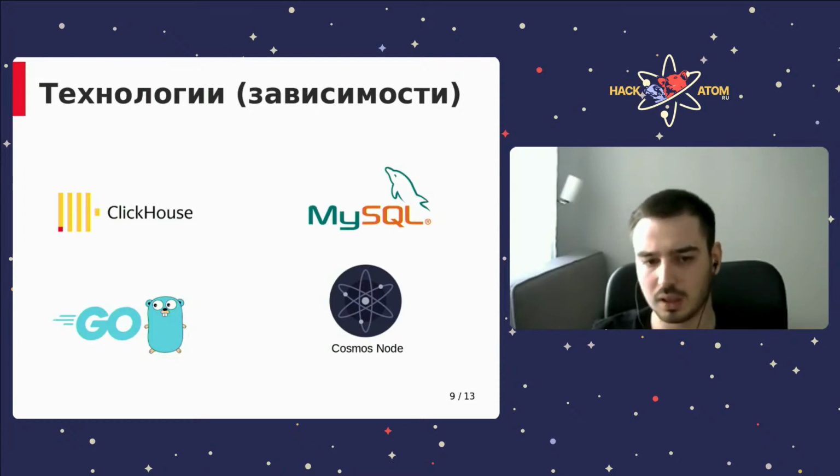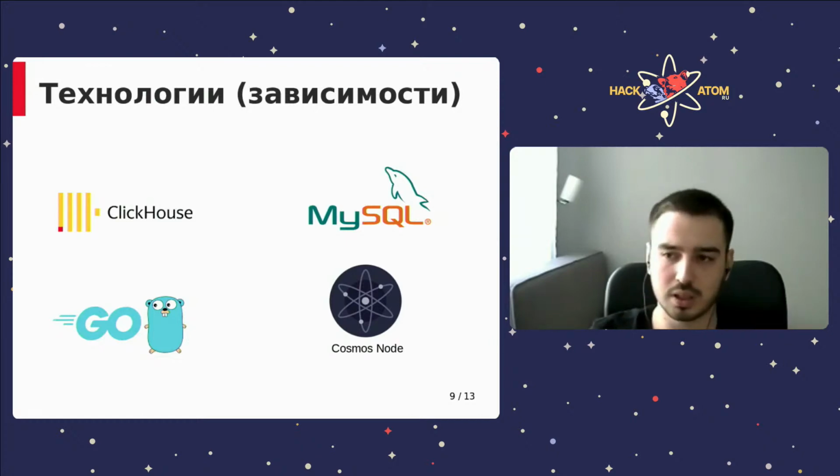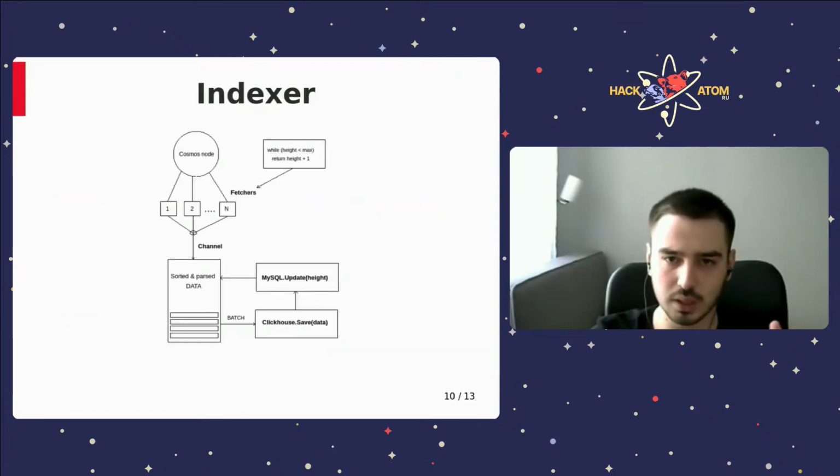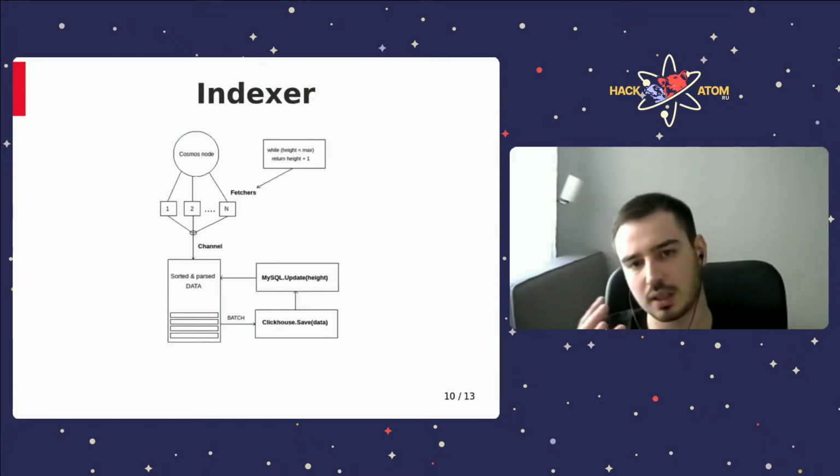The selection of programming language was also obvious. First of all, Cosmos is written in Go language, and we had developers who are also Go coders. It's a fairly simple language, with good performance, efficient, easily parallelized. Why not? And I also listed the Cosmos node as a dependency, as part of the technological stack. This is the application where we're getting information from.